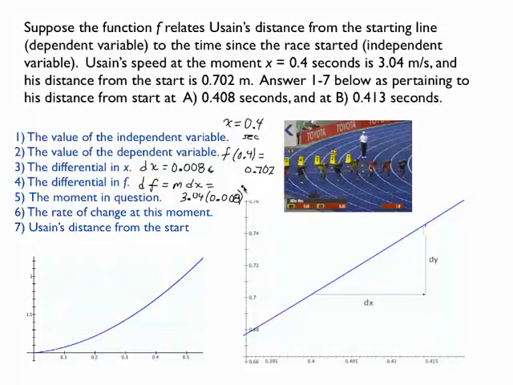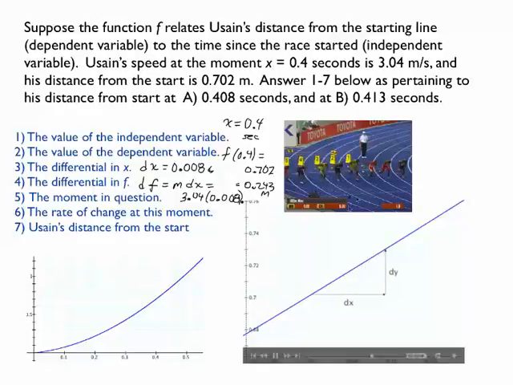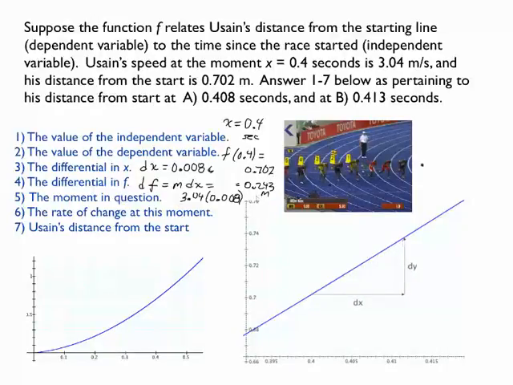And then that equaled to what? He got 0.243 meters. Agree with that? So that's our differential in f. It's the corresponding change in dependent that corresponded to this change in independent 0.008. Okay? So now, the moment in question. How would you describe the moment in question in this situation? Somebody knew. What would you say the moment is?